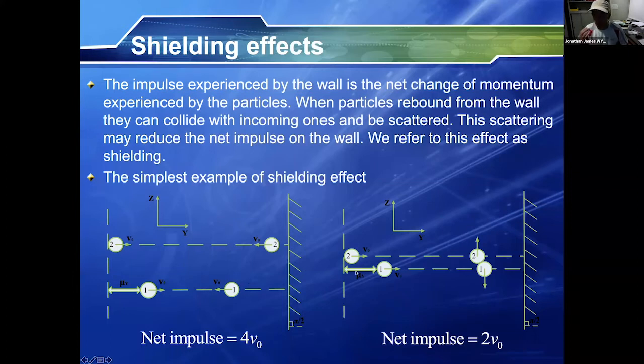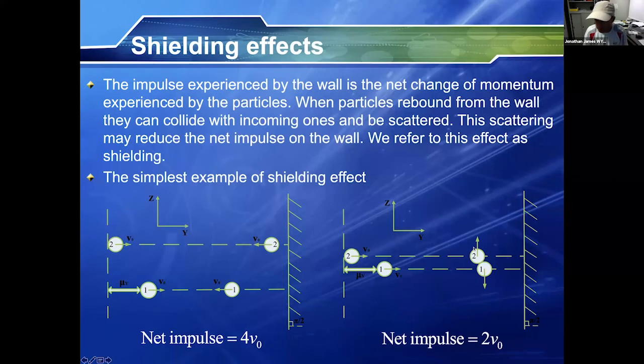Now let's take the most extreme example possible of shielding. The first particle comes in, hits the wall, and rebounds. The impulse is 2 times the mass times V. Now, the first particle hits the second particle, and if we select that angle to be optimal, then the first particle and the second particle will both propagate parallel to the wall.